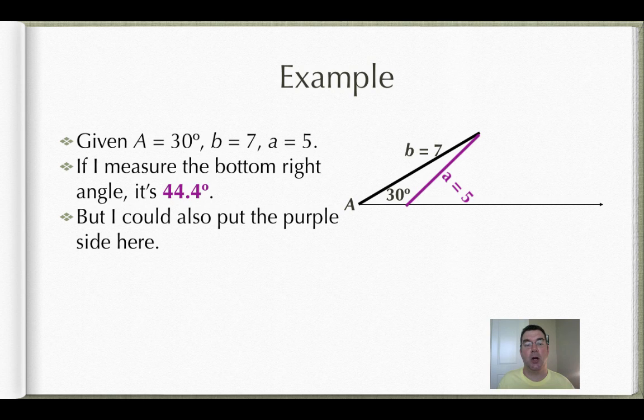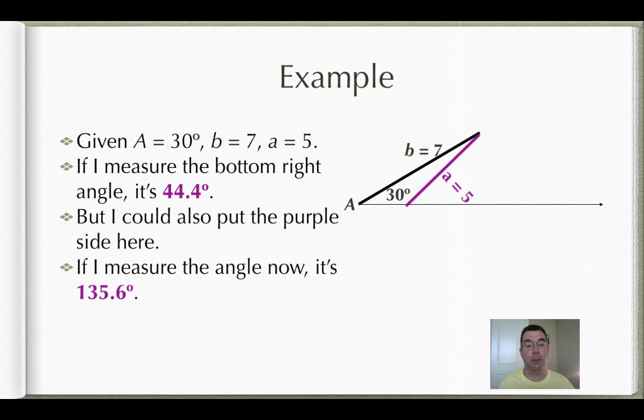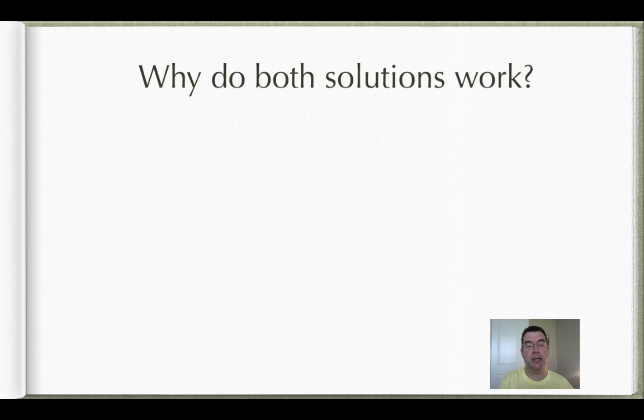But notice that I can also move the side over here and it's still length 5. I haven't changed the length of it at all, and I've just moved it to a different location. And if I put it there, the angle that's in the triangle now is 135.6. So those are the two different things that the angle could measure.